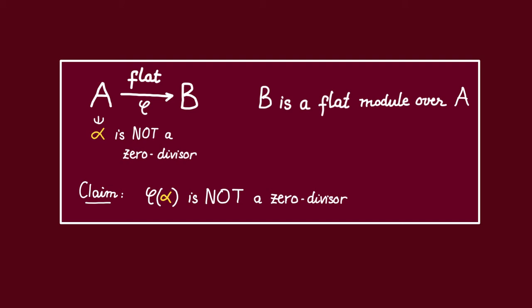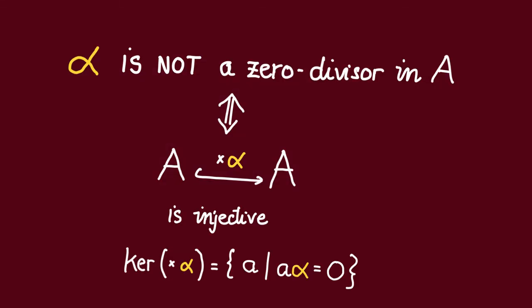So let's see why that is. To use the condition of flatness, let us recharacterize what it means for an element alpha to be a non-zero divisor in A. Observe that alpha is not a zero divisor in A if and only if the only element that multiplies with alpha to 0 is 0. In other words, the kernel of the multiplication by alpha map must be 0. So alpha is not a zero divisor if and only if the multiplication by alpha map is injective.